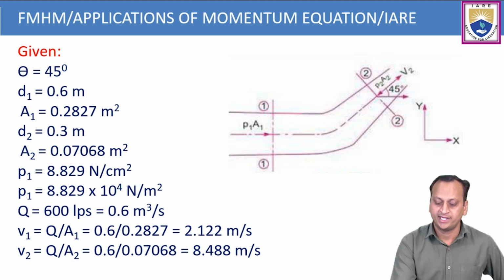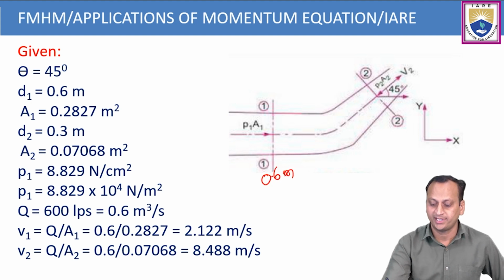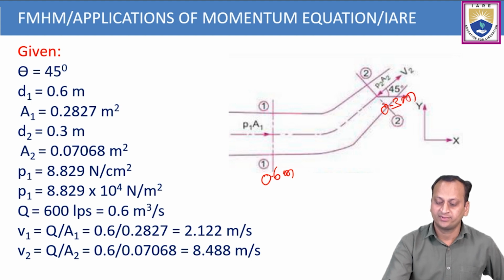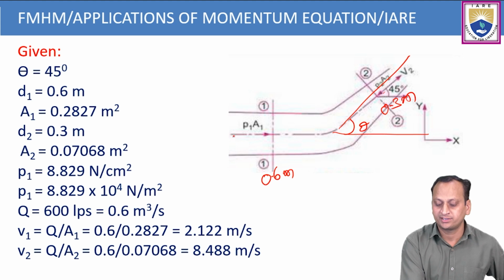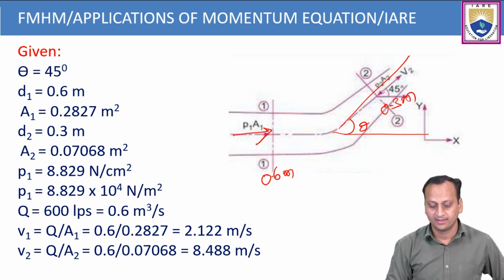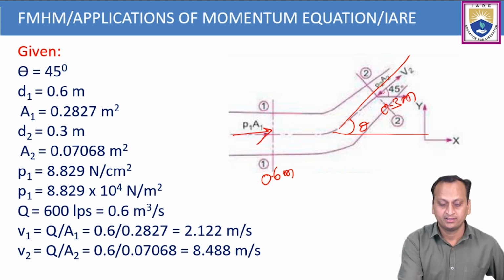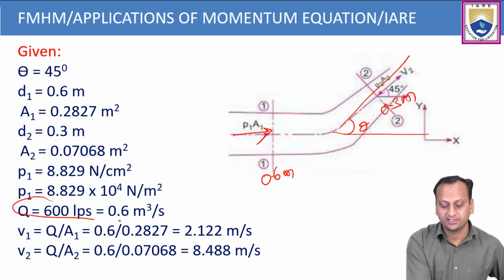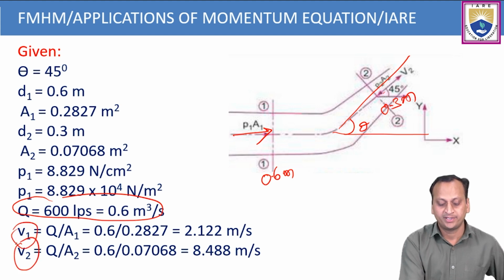So initially its diameters are varying. Here 0.6 meter diameter, this is 0.3 meter diameter, and the direction is 45 degrees. Theta is 45 degrees. Okay, here the pressure force at section 1 is in the forward direction. So the various parameters given are theta, d1, and the discharge Q. Therefore, we can calculate the velocity V1, V2, and the pressure.